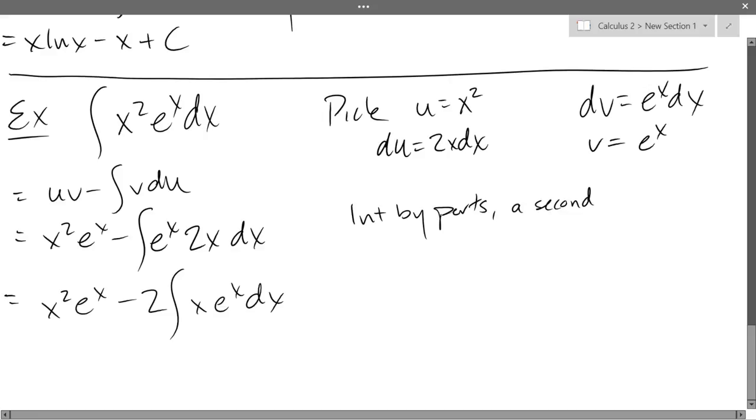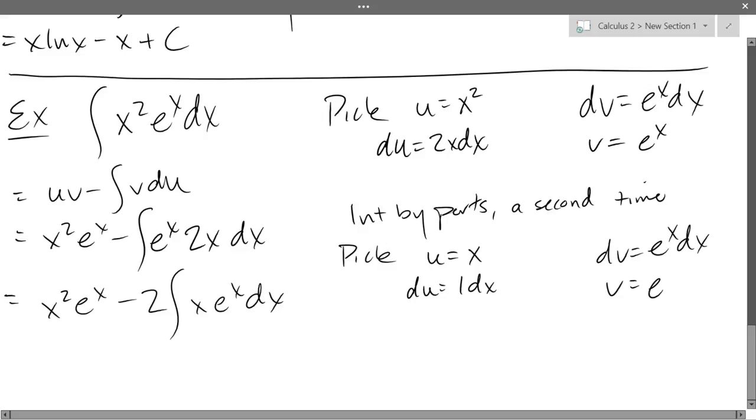This is the second time. So we're going to pick u and dv. My choice for u is either x or e to the x, and then the opposite will be dv. Why is x a good choice for u? Its derivative means there will be no more u's. So the leftover dv is e to the x dx again. So du, the derivative of x, is 1 dx. The antiderivative of e to the x is e to the x.